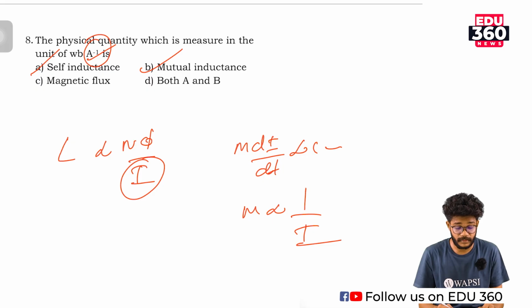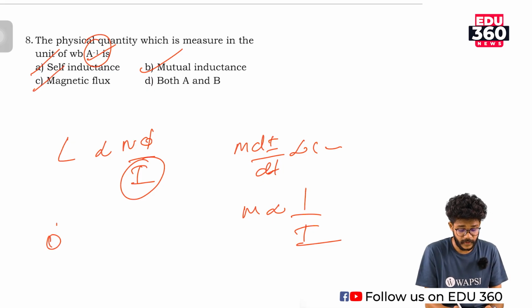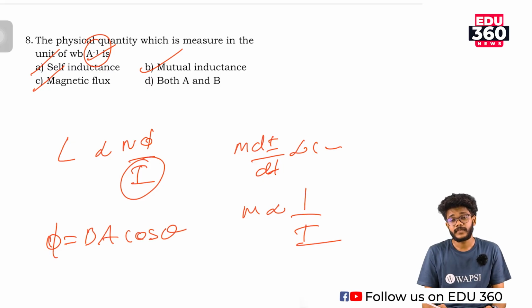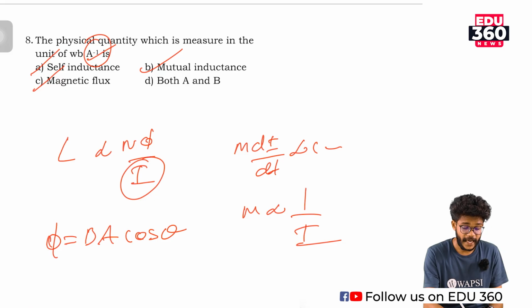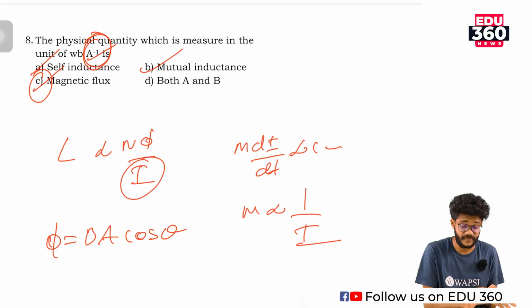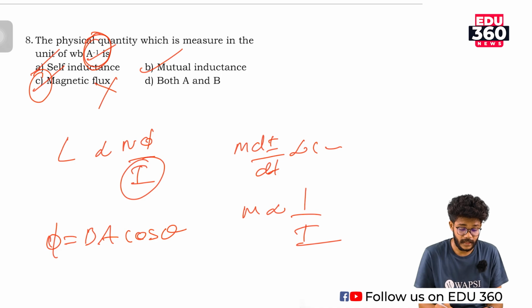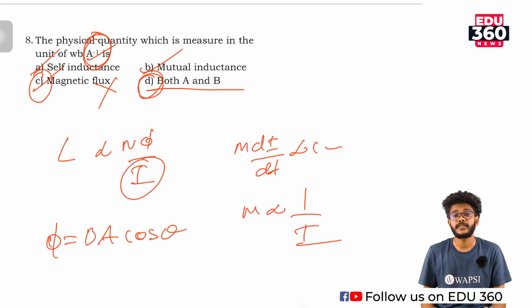A inverse means current inverse. And the magnetic flux is given as BA cos theta. That means the flux is directly proportional to the magnetic field B, and B is directly proportional to the current. So A inverse will not happen in the magnetic flux, because magnetic flux is directly proportional to current, not inverse. So this one is incorrect. So both A and B are correct. Option D is both A and B.